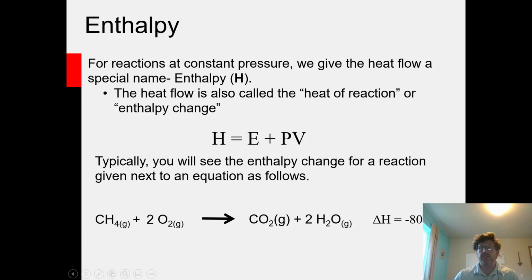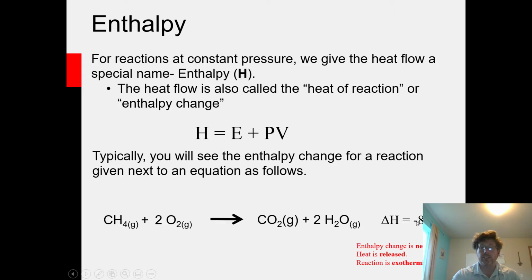And delta H obeys all the same conventions as Q. If you have a negative delta H, your reaction is releasing heat. If you have a positive delta H, your reaction is absorbing heat. So if our enthalpy change is negative, we would say the reaction is exothermic, heat is released. So nothing new to learn here compared to when we talked about the heat flow Q. We just have a new symbol for it that we're going to use when we're talking about chemical reactions. And that's really all we're going to do with enthalpy right now.